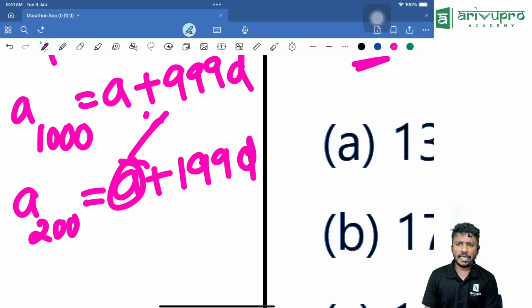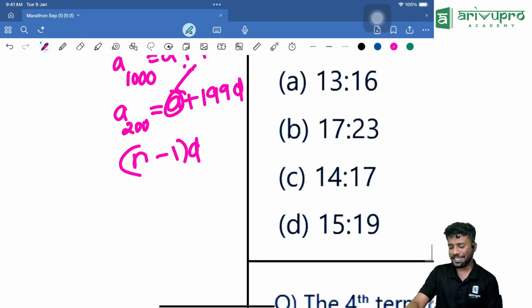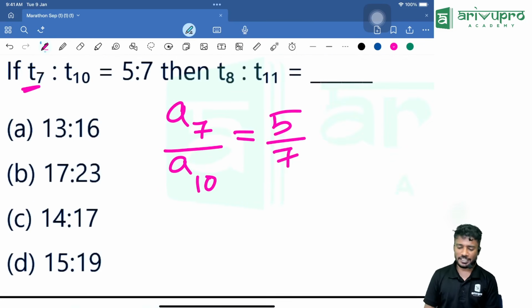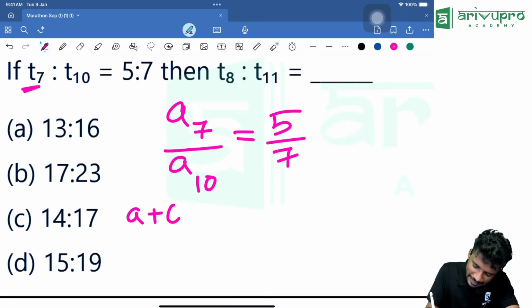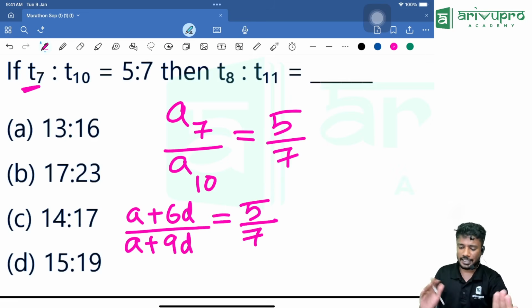When I say A32, what will you write there? A plus 31D. Why is it 31? Because we know that it is (n minus 1) into d. Now, similarly, when I say A7, what will you write here? A plus 6D divided by A plus 9D, which is equal to what? 5 by 7. Okay, let it be there.